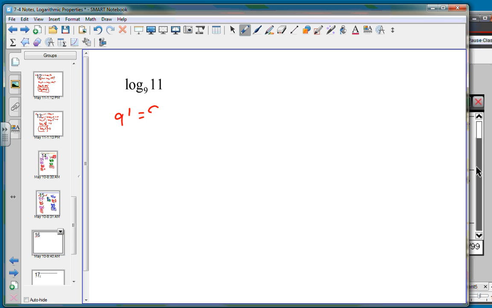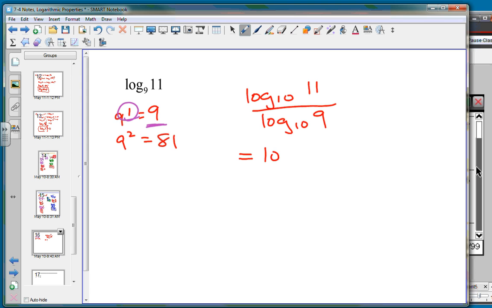9 to the first is 9. 9 squared is 81. What is this outcome going to be close to, 1 or 2? It's going to be closer to 1, and the reason why is because 11 is closer to 9 than it is to 81. So now I know I don't have a power close enough to use, so I'm going to have to use the change of base formula: log base 10 of 11 over log base 10 of 9. So this is log of 11 over log of 9.